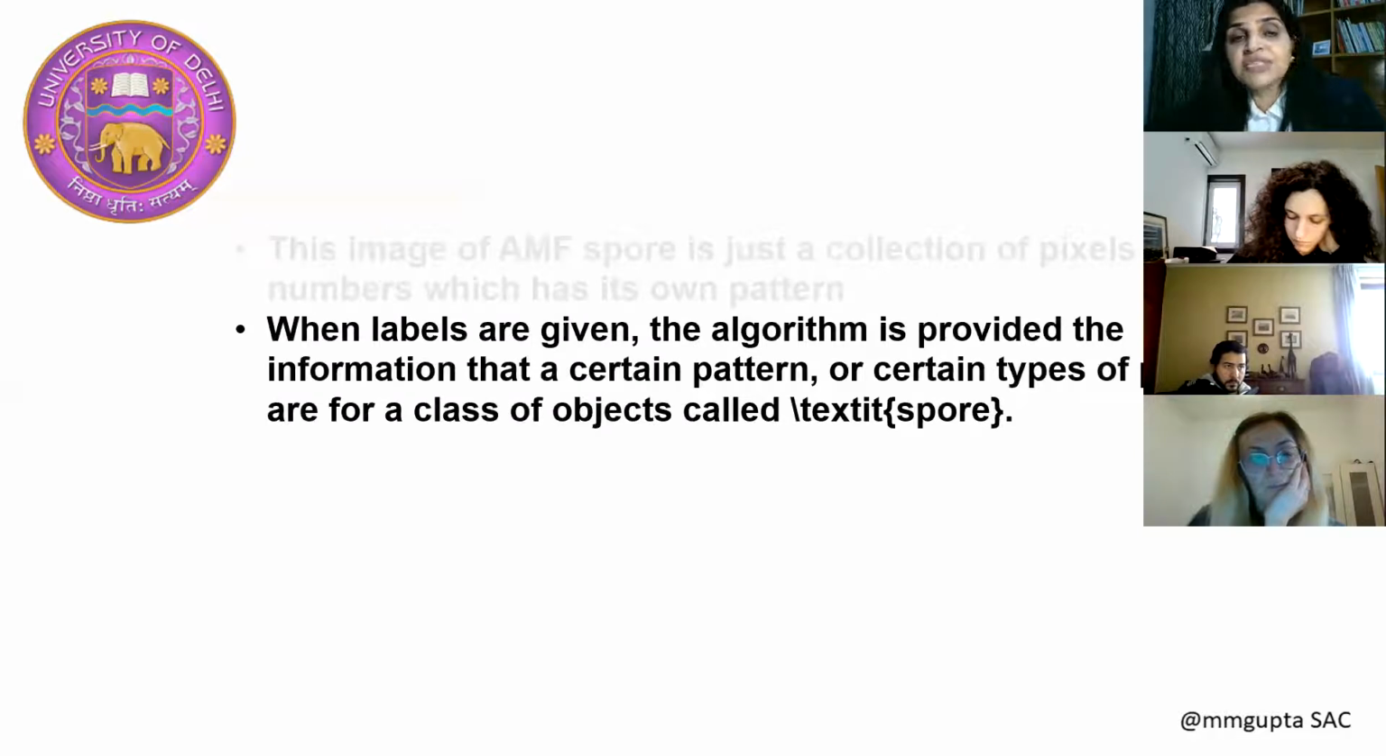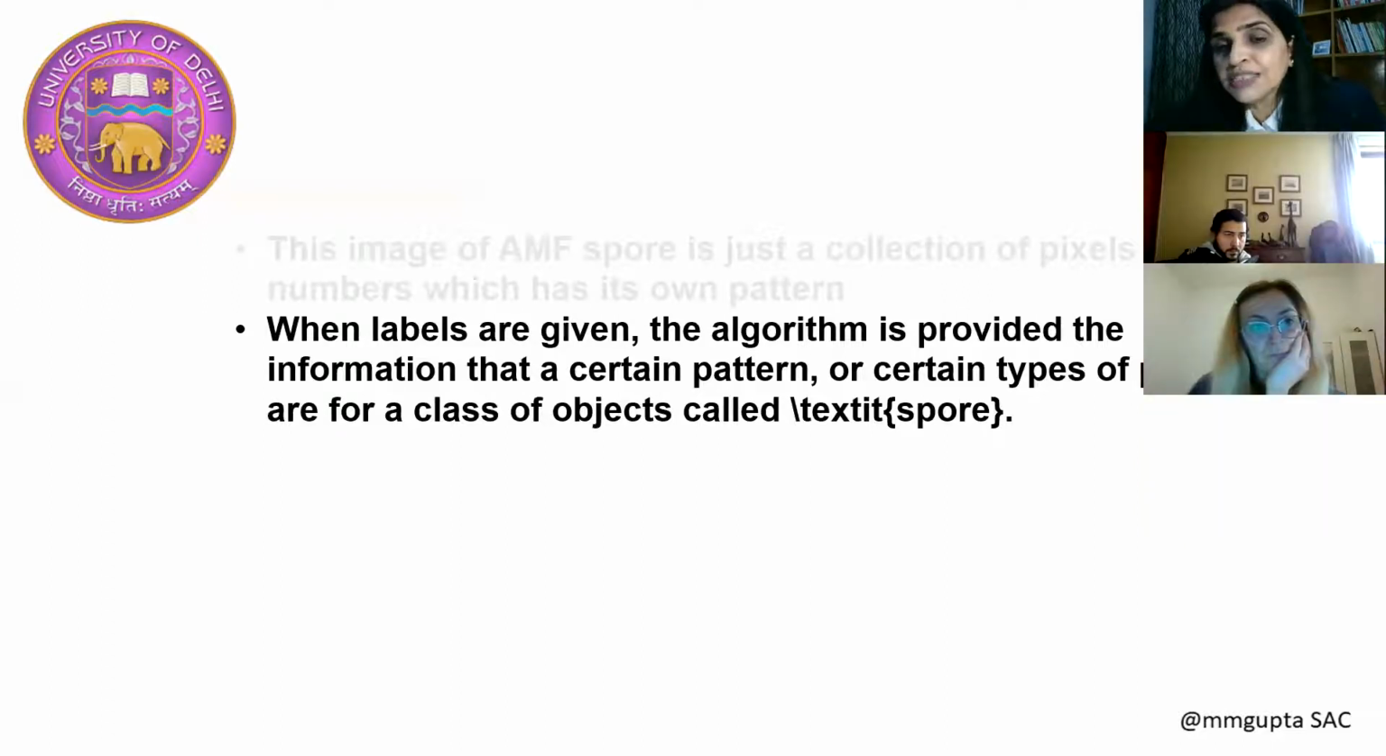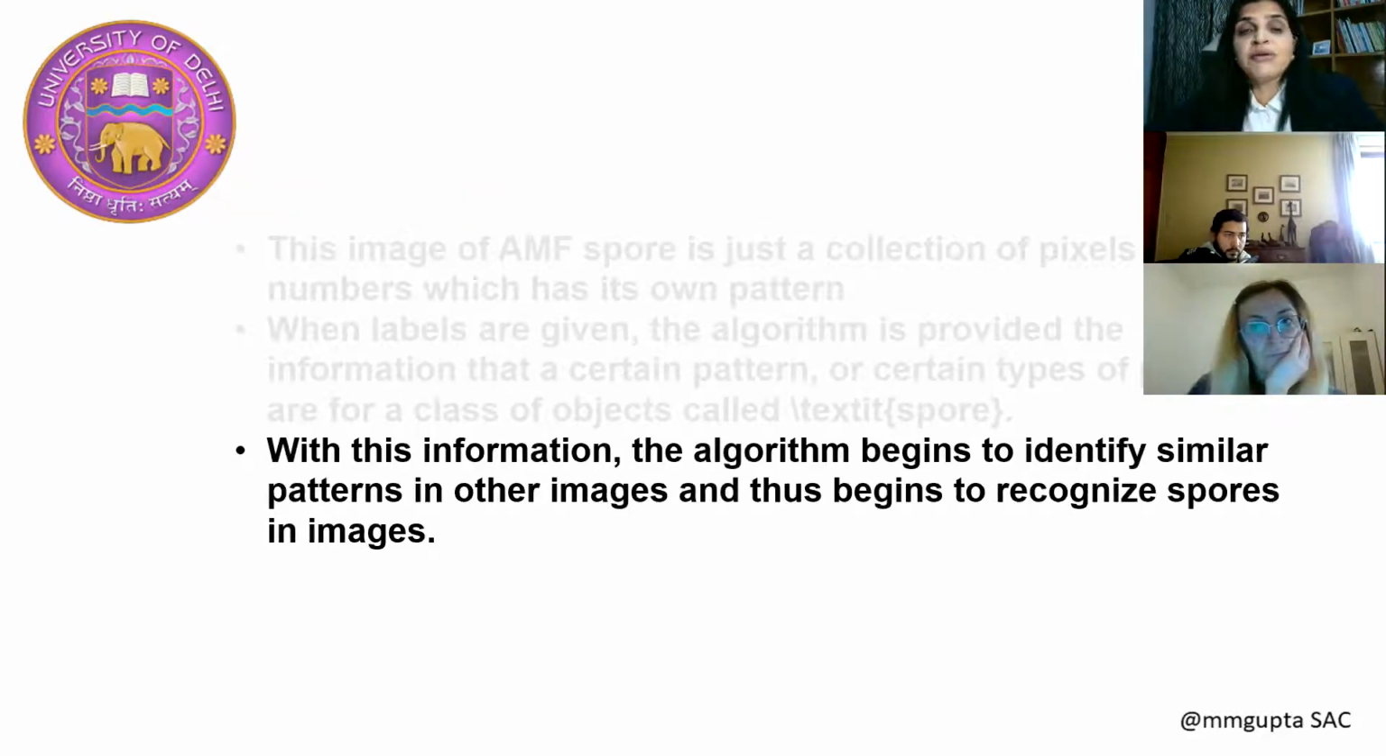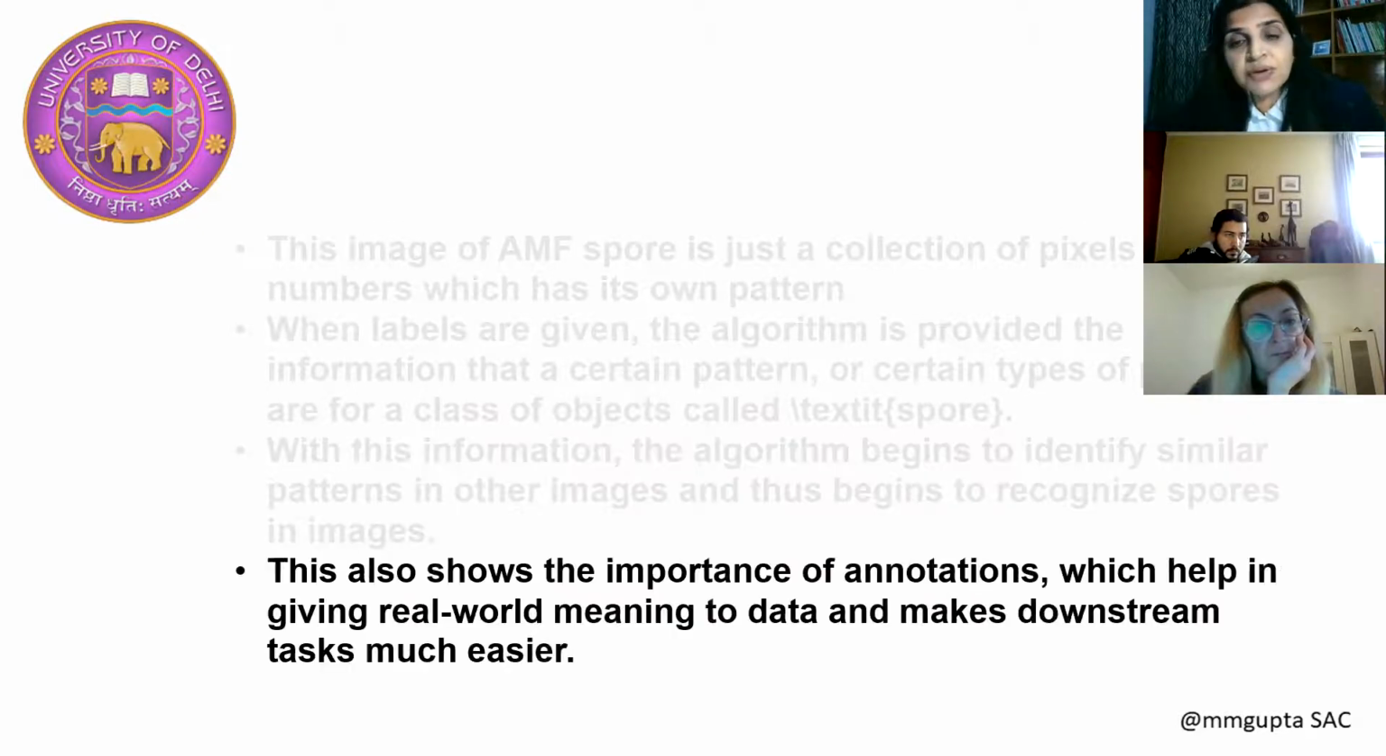Then we give labels, meaning the algorithm is provided the information that a certain pattern belongs to a class, and based on these patterns, class objects are defined. Like for this spore, we'll define a class object that we call spore. So what happens next? Whenever we feed it a new picture, the algorithm begins to identify this pattern in the other images, and wherever it sees this pattern, it will say it is a spore. So this is how it functions.